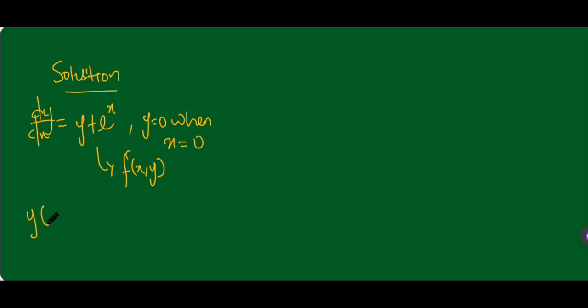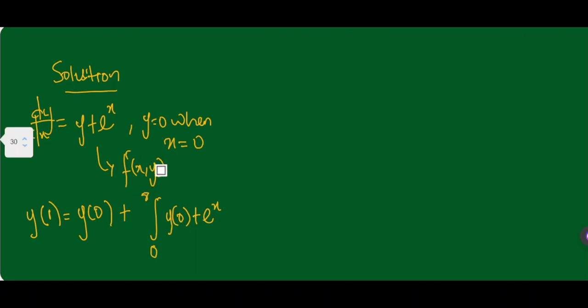So we can write our Picard's formula. Our y at x is equal to 1 will be equal to y at x is equal to 0 plus the integral of y at x equal to 0 plus e raised to power x between the ranges x is equal to 0 and x is equal to 1. So it's going to be equal to the y at x equal to 0, which is the initial value, and the integral between x equal to 0 and x equal to 1 of y naught plus e raised to power x with respect to x.